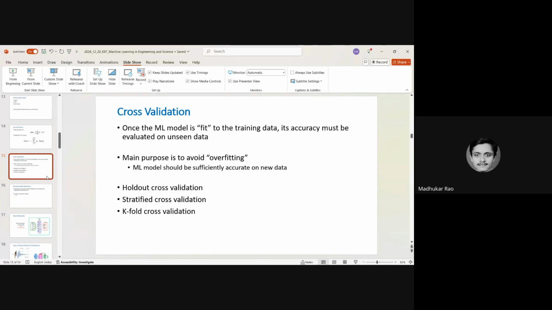I think cross validation. Should I repeat cross validation? No, sir. Okay.